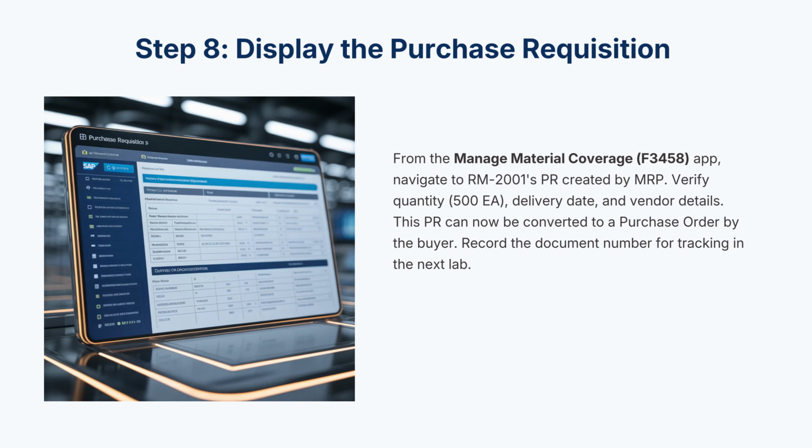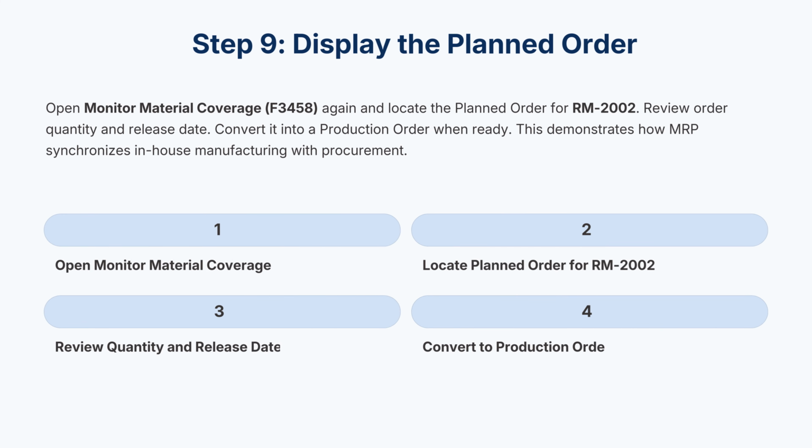Step 8. Display the purchase requisition. Navigate to the Manage Material Coverage F3458 app. Locate the purchase requisition created by MRP for RM2001. Verify quantity, delivery date, and purchasing group. This PR is automatically generated based on MRP logic and can now be converted into a purchase order by the buyer.